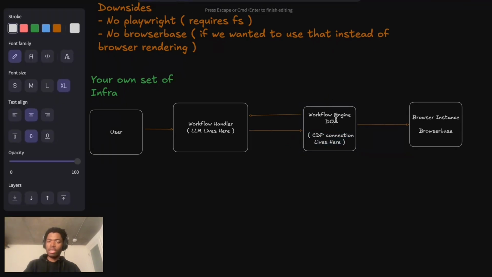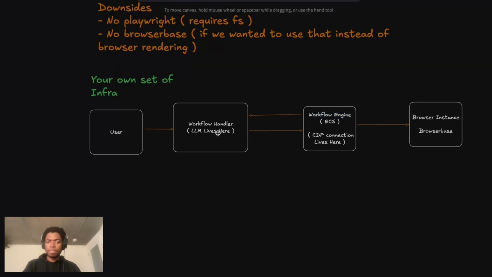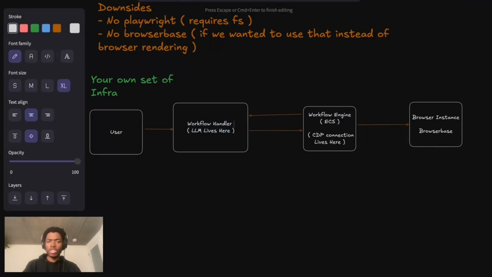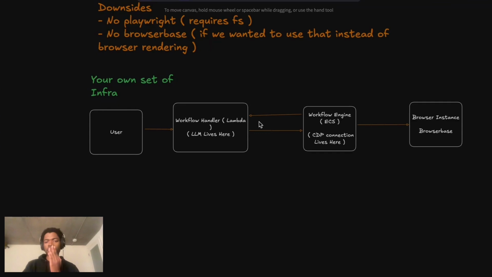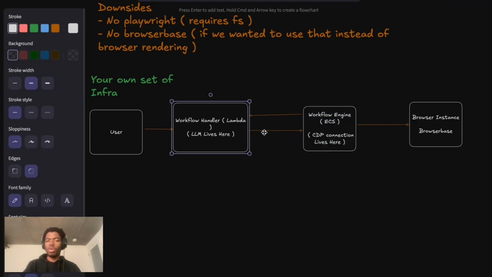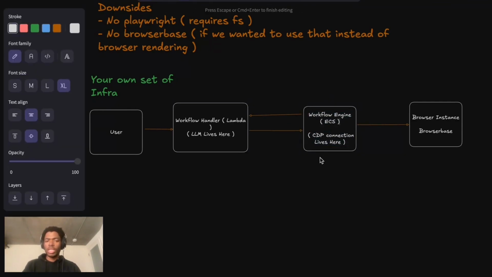Well, I can't use durable objects, and I still need something stateful. So let's do something like an ECS instance. And so our CDP lives here on ECS. And let's also make our workflow engine live there as well. And now we have our workflow handler. This can live in something like Lambda for the LLM. And you actually can make all of this live in one box if you wanted to.